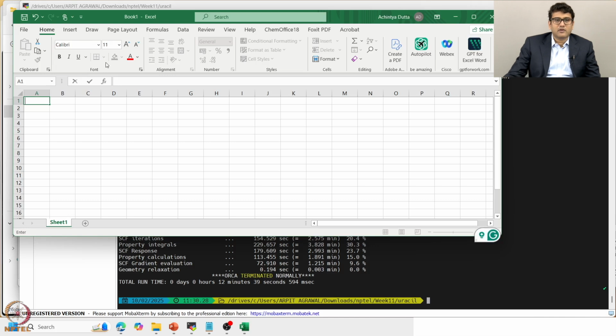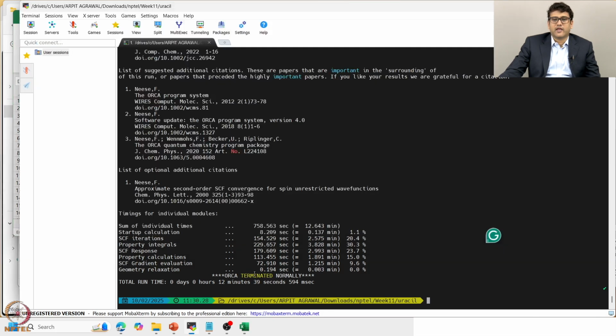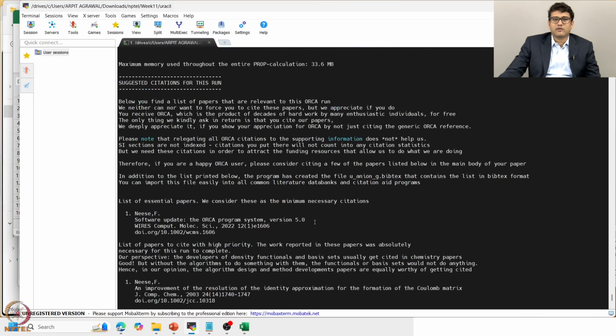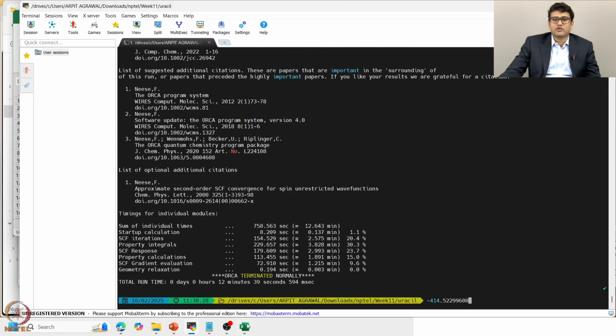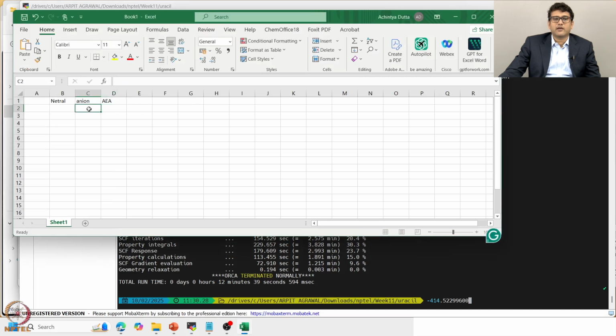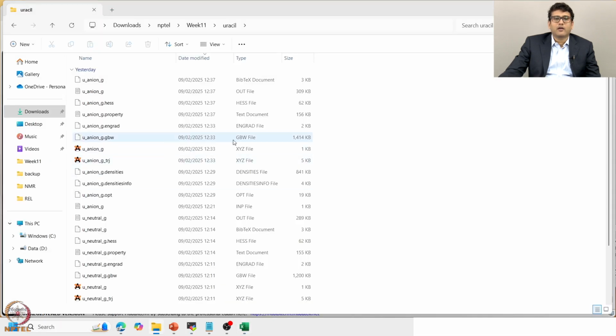This is, let me write it here, this is neutral, this is anion, and this is A. So this is my anion energy. Remember, I am taking the free energy because I want to take both the contribution from the electronic energy as well as the 0-point energy correction.